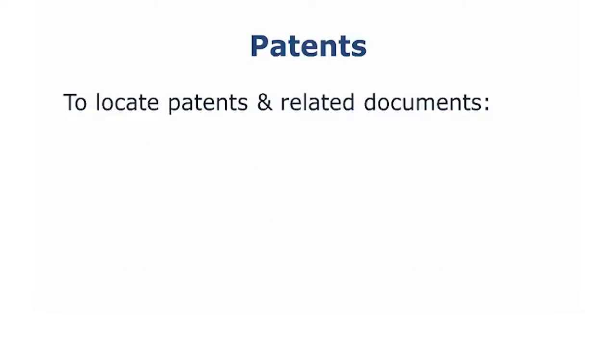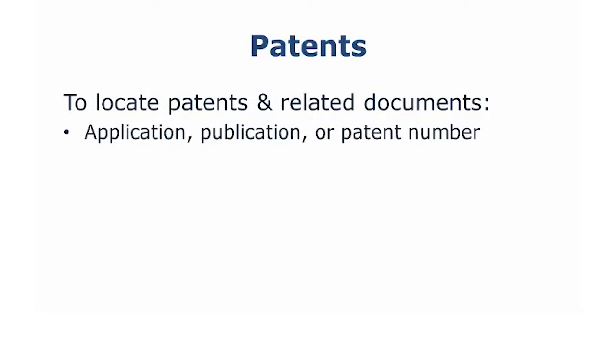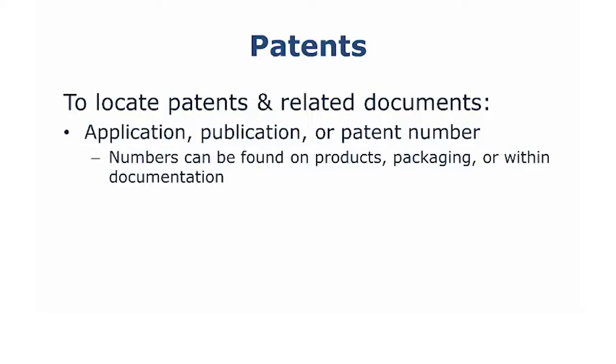There are a number of ways to locate patents and their related documents. The easiest way to locate a patent is with its application, publication, or patent number. Sometimes, patent numbers can be found on products, packaging, or within documentation.